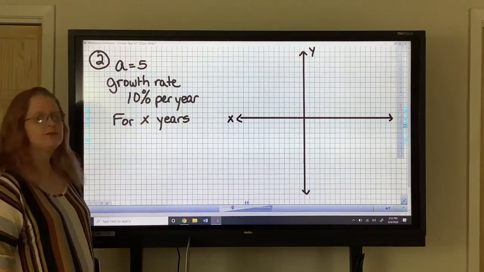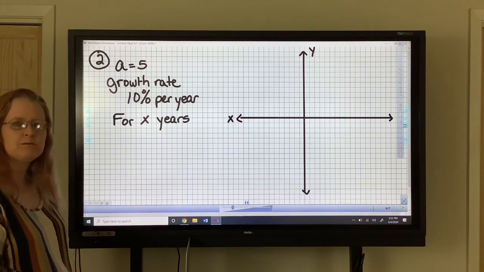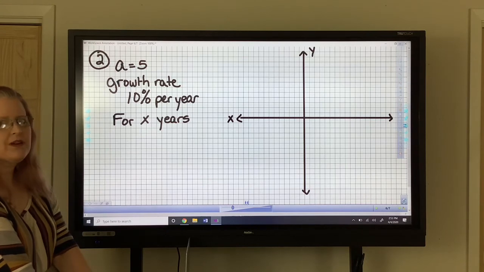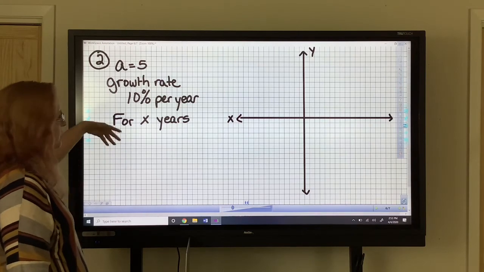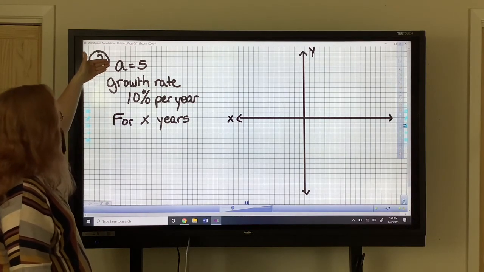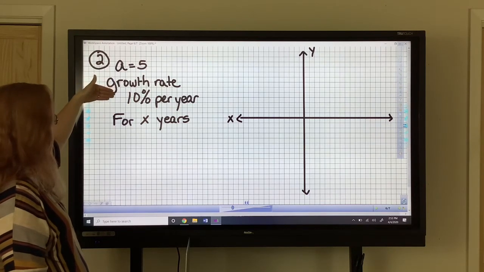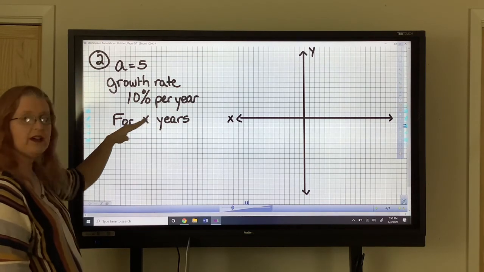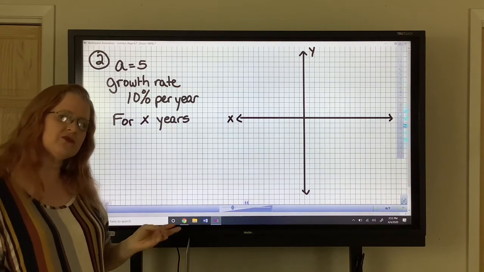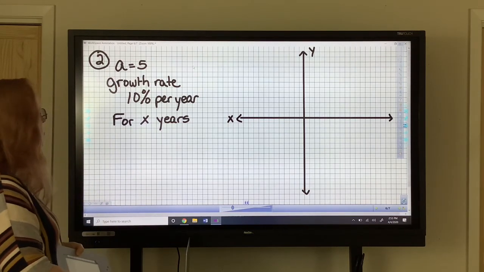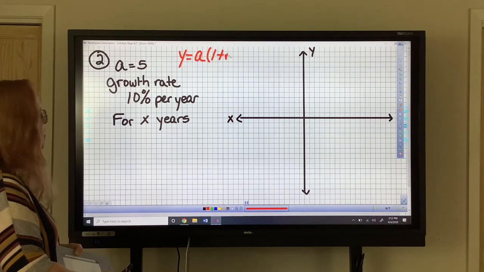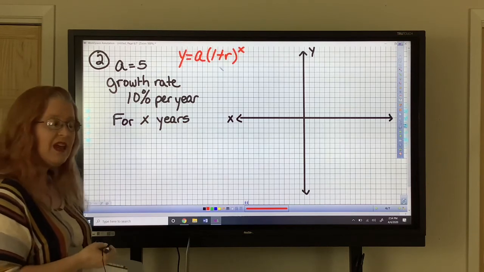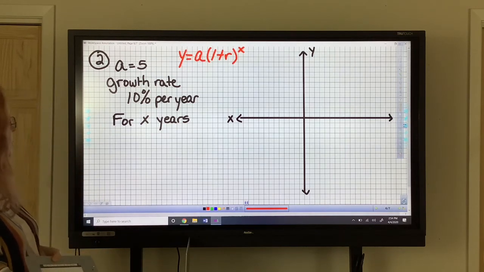All right, let's look at one more. Okay, here's another example, and this one doesn't give us our equation. So we're going to have to use our rules of exponential functions to figure out what our equation is. So it's given us a little information. A equals 5. Our growth rate is 10% per year, and we are graphing for x years. So basically, we're in control of what x values we put into our equation. So if you remember, your growth equation is y equals a times 1 plus r to the x power.